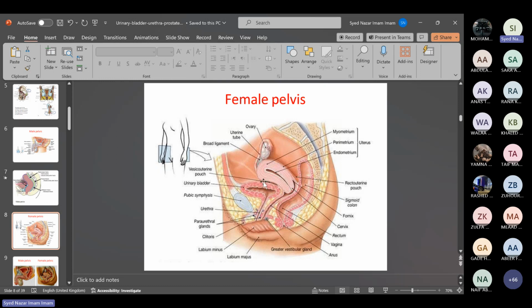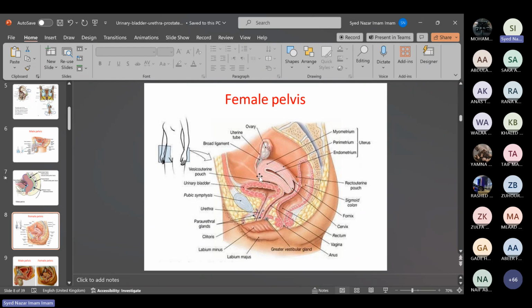This pouch again is very important because this is the dependent part of the pelvis. So when a patient is standing, if there is any secretion in the abdomen and pelvis, it will come down here in the pelvis. So this is the first pouch, which is called the vesico-uterine pouch. What is basically a vesico-uterine pouch? This is a peritoneal pouch between the urinary bladder anteriorly and the uterus posteriorly. Then it covers the fundus of the uterus. This is the fundus of the uterus.